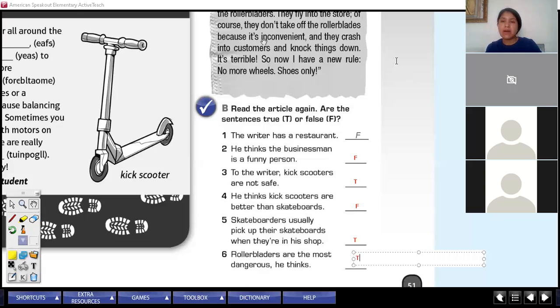Now I will erase this part and go to the grammar part.